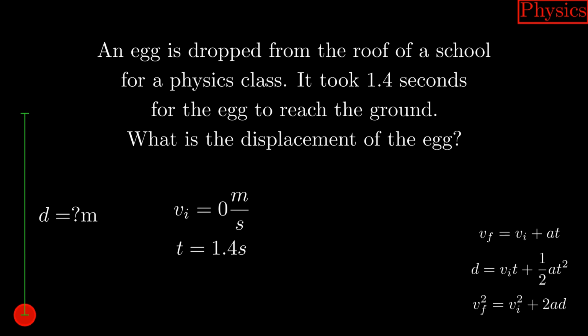Before I tell you what the value of the acceleration actually is, let's just think about it for a second. The egg only has two directions to go in this situation, either up or down. Up is the positive direction and down is the negative direction. So since the egg is moving downwards, it's accelerating downwards, the acceleration is going to be negative. So it's going to be negative 9.81, or we could just say negative 9.8 meters per second squared.